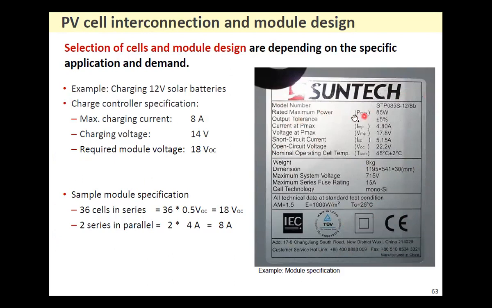Now look here, the rated power of that module is 85 watts. The output tolerance means that the variation is 5%. It can be 5% more or less. The short circuit current of that PV module is 5.15 ampere. The open circuit voltage is 22.2 volts. The voltage at P max is 17.8. The current at maximum power point is 4.8.